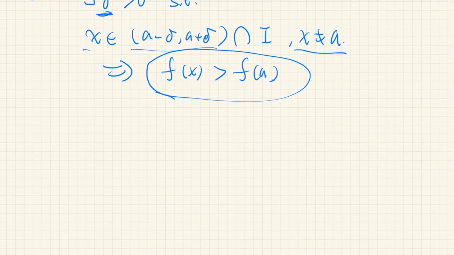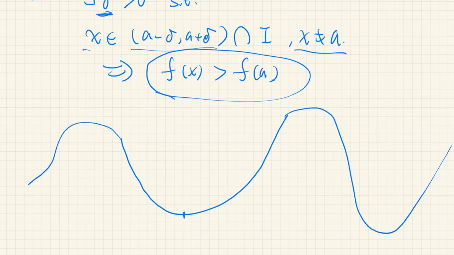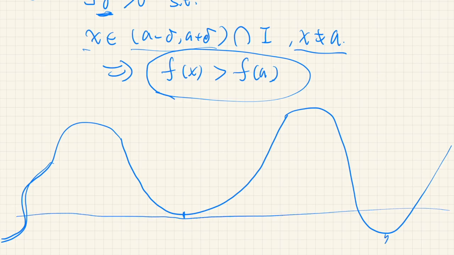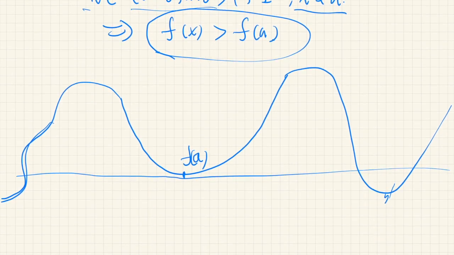So what this means is this situation. Maybe the function may continue something like this, and there may be some other point where the value of the function is lower than f of a. So let's say this is f of a. But we don't consider this case. We take delta small enough.